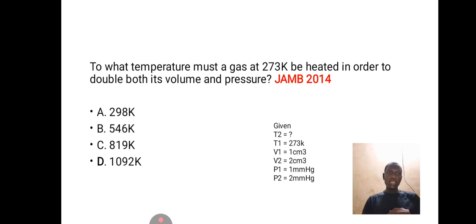Okay, we have another question here. I've solved it to the end, but I just decided not to put the answer. To what temperature must a gas at 273 Kelvin be heated in order to double both its volume and pressure? Do you see this kind of question? Very tricky. Do you observe that only one parameter was categorically stated?